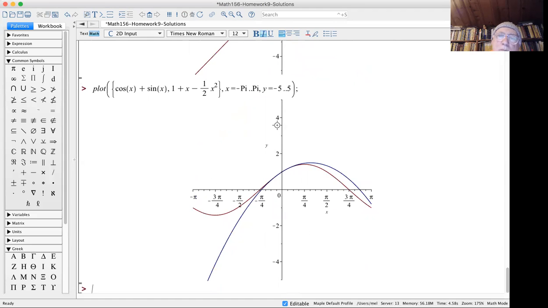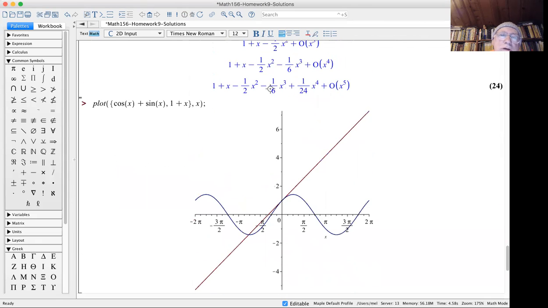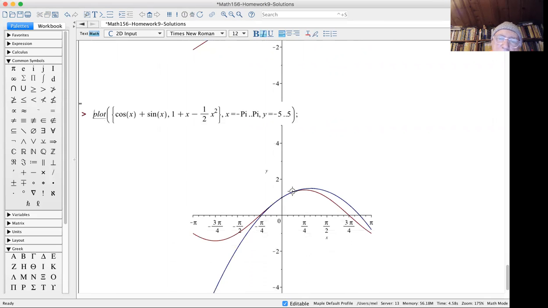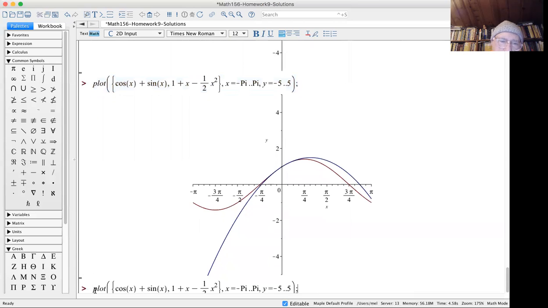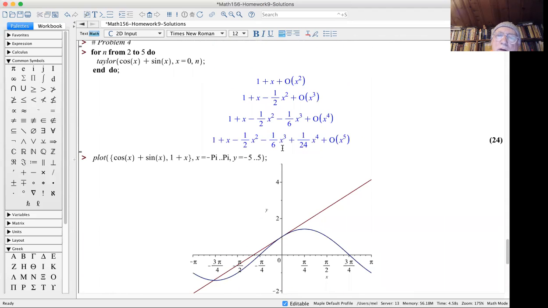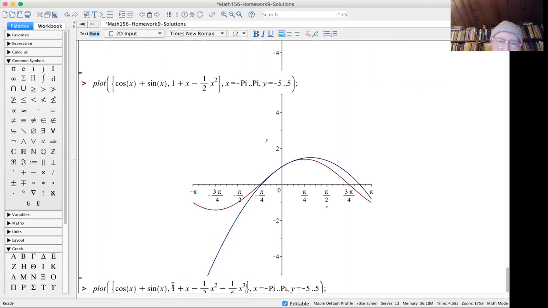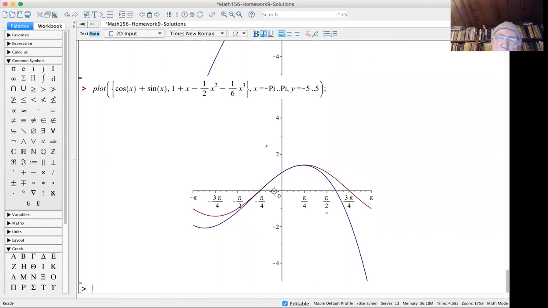There you go. Let me use the same range here. So here's the approximation for the linear. This is the approximation for the quadratic. What about the cubic? This is the cubic. Oh, really much better.